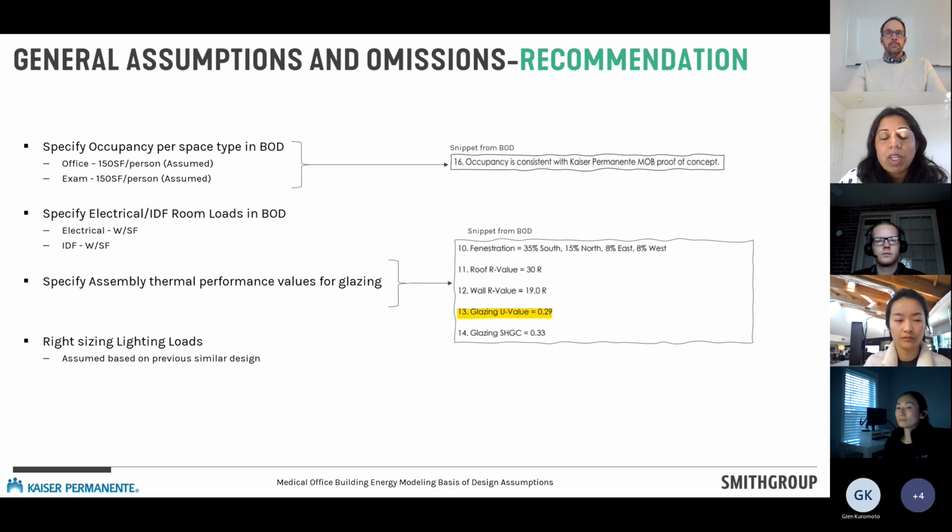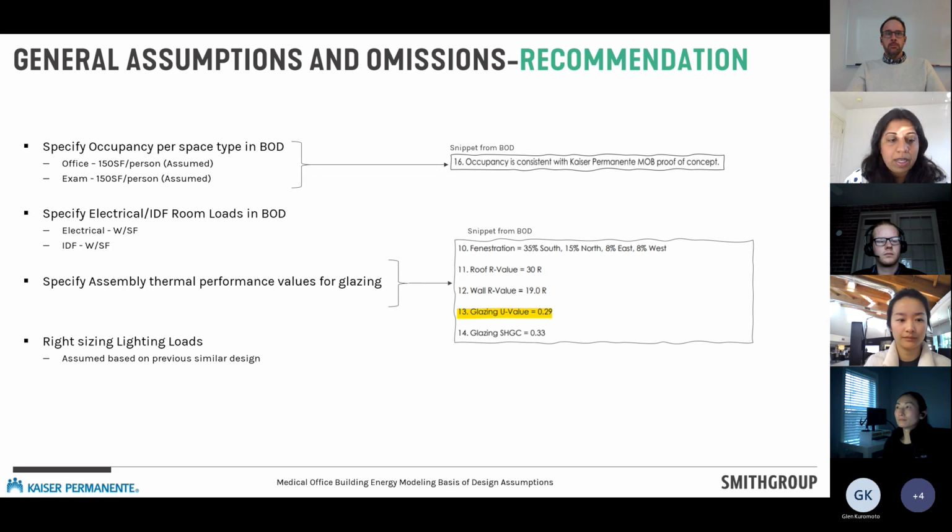Lastly, the 0.65 watts per square foot that was provided for lighting in all spaces is great. An additional recommendation is to use a previous design that was built recently as a basis of design for lighting. As the code progresses, lighting power densities generally come down, and it's good to have that data taken from a recent MOB.